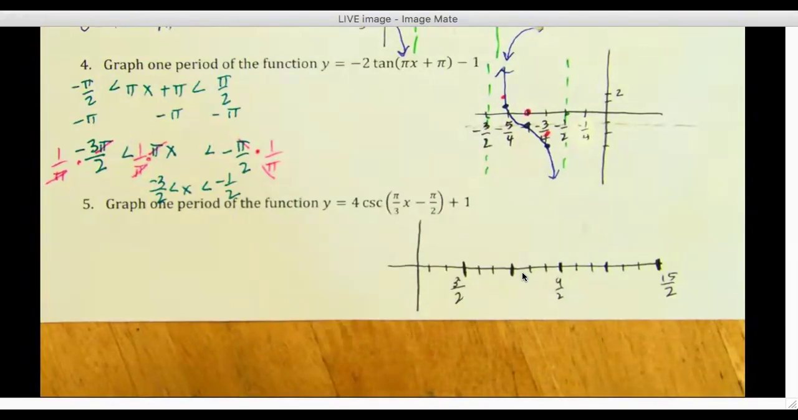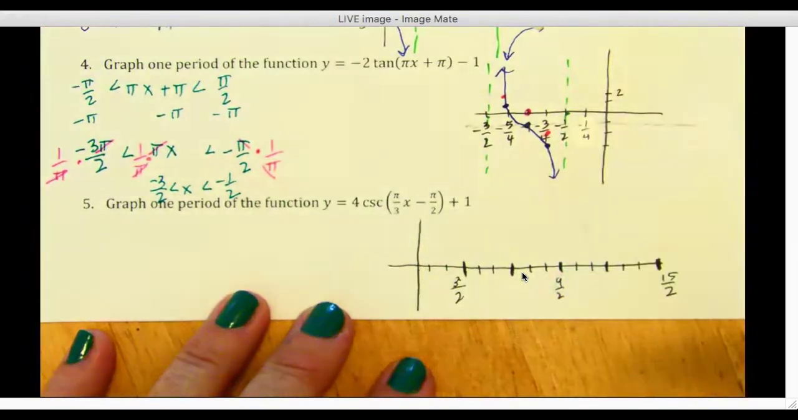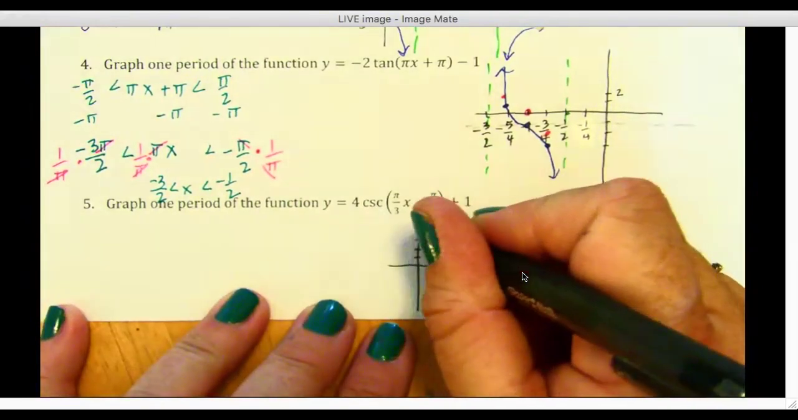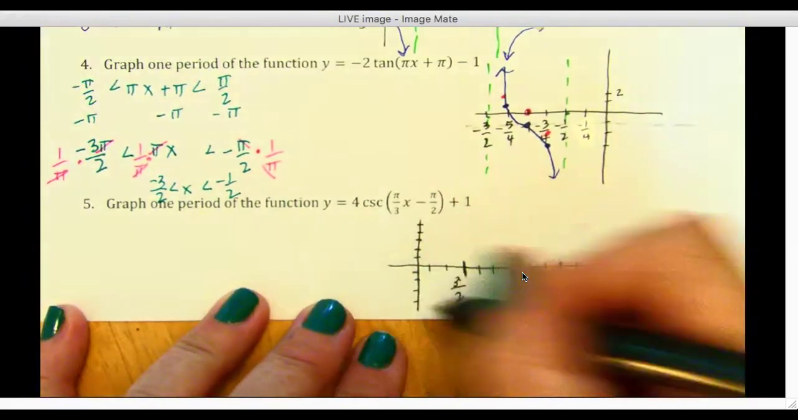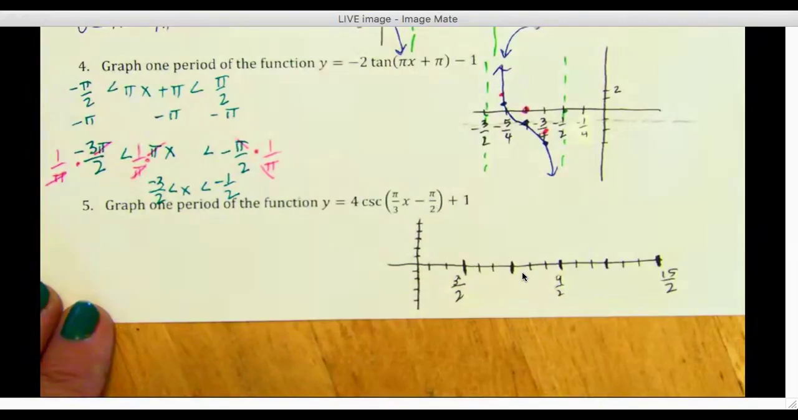One more example here, it's asking us to graph 1 period of 4 cosecant (pi/3 x minus pi/2) with a vertical shift of 1. So 1, 2, 3, 4, 5, 1, 2, 3, 4. And you can see I already have my x-axis labeled. Let me show you how I got those values there.